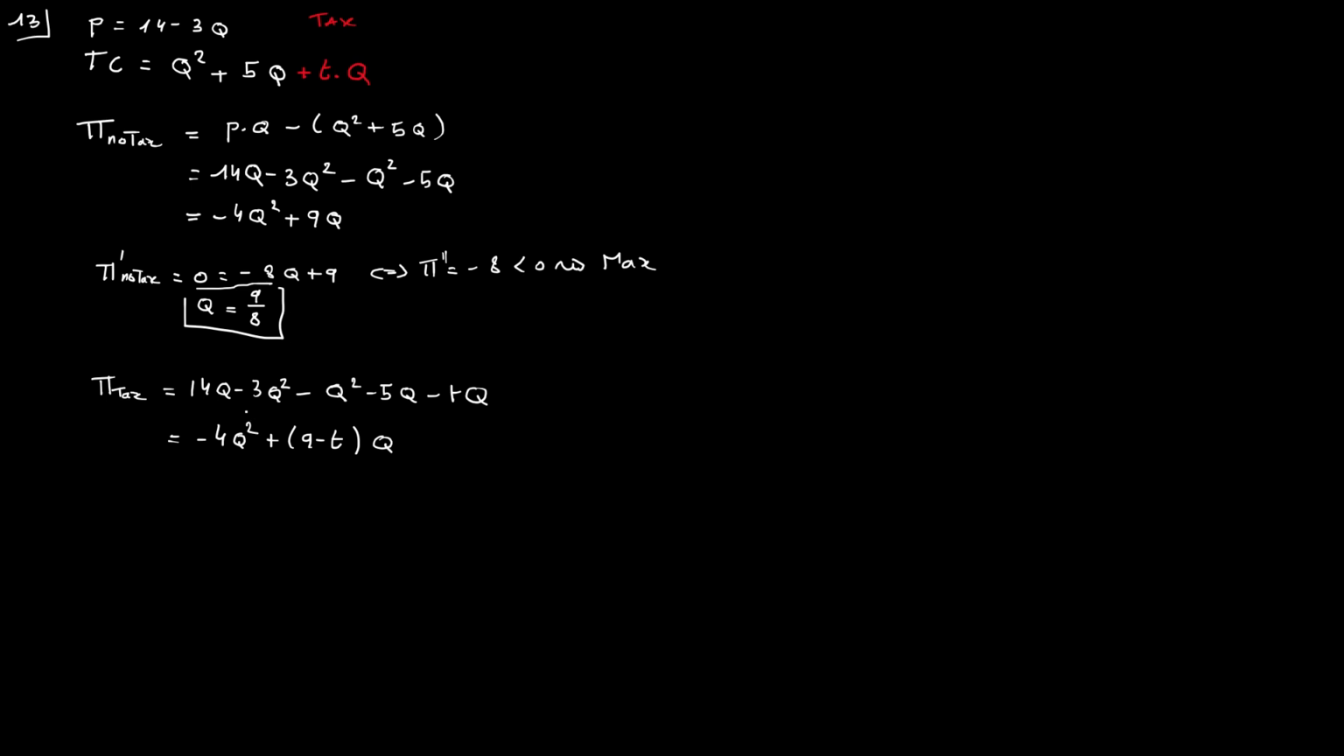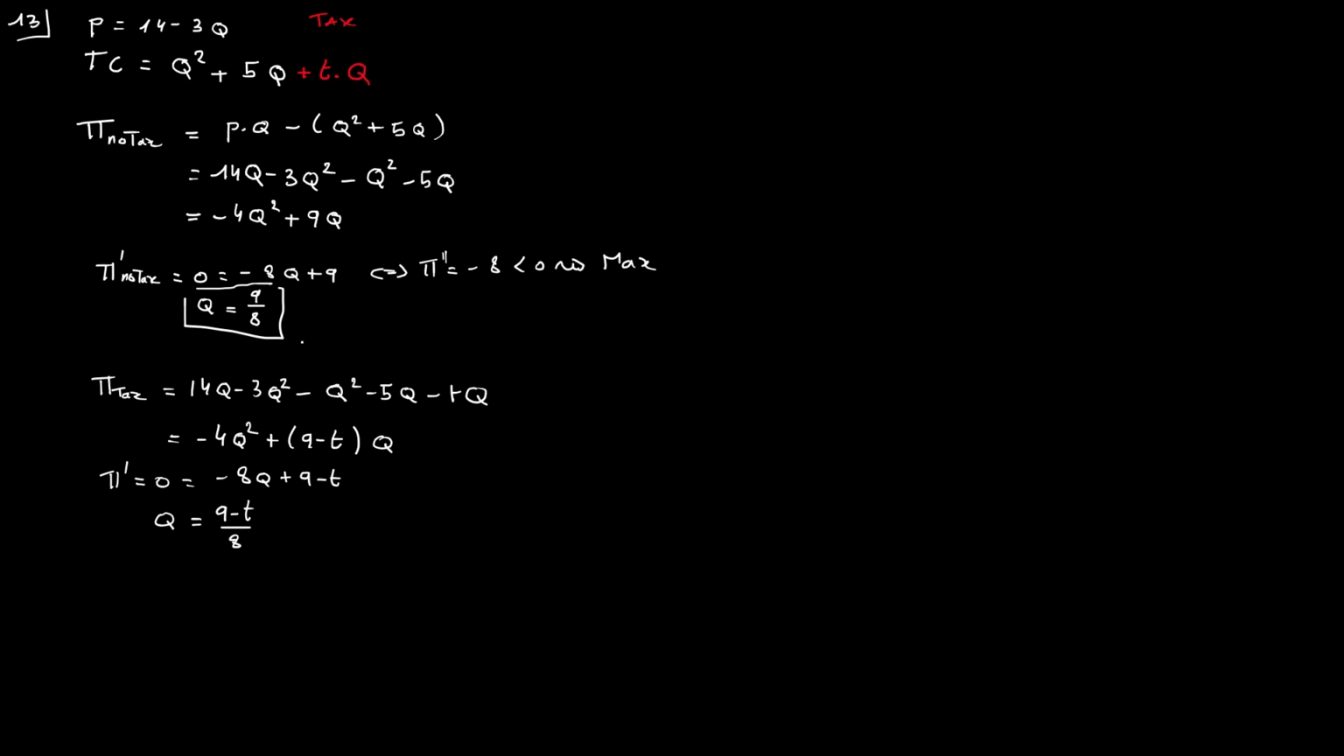Okay, let's calculate that because in the end we're going to evaluate what the change was. So we take the derivative of this and say that it needs to be equal to 0, so we find minus 8q plus 9 minus t. And you see this is very similar to what we found before. So now q needs to be equal to not 9 over 8, but (9 minus t) over 8.